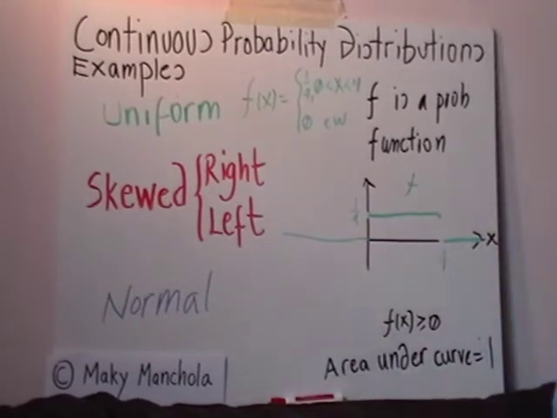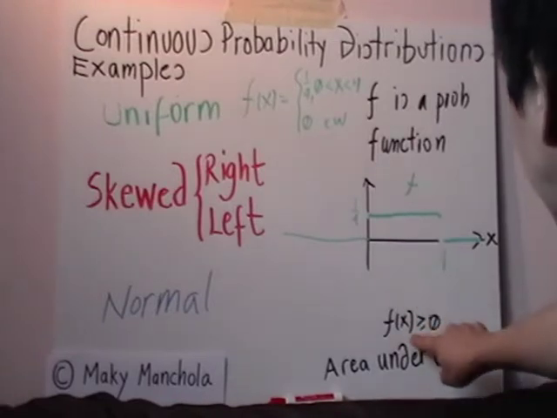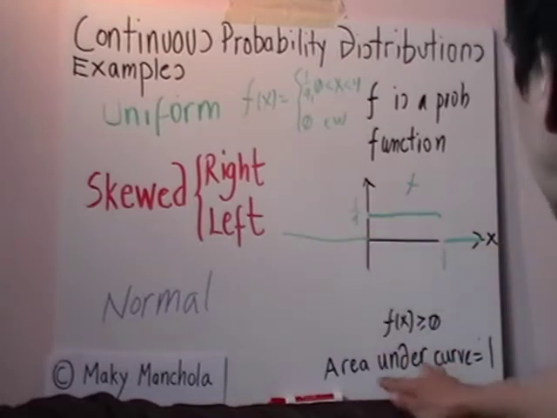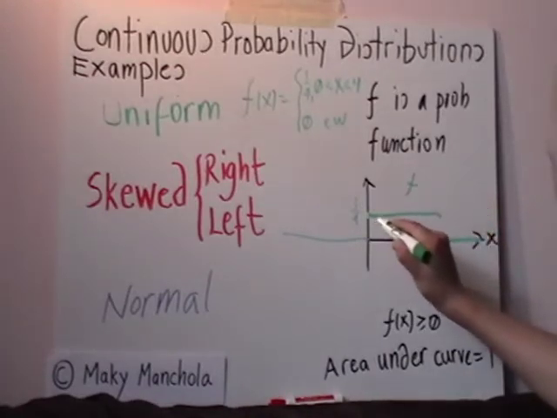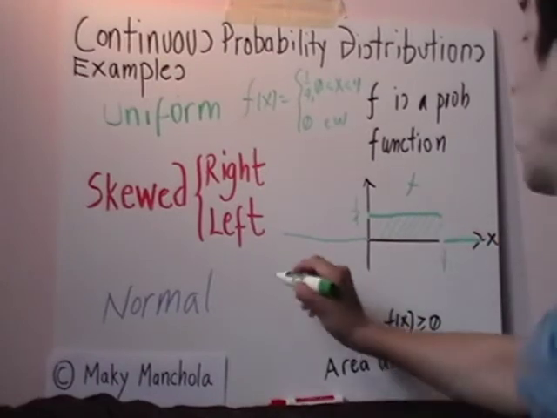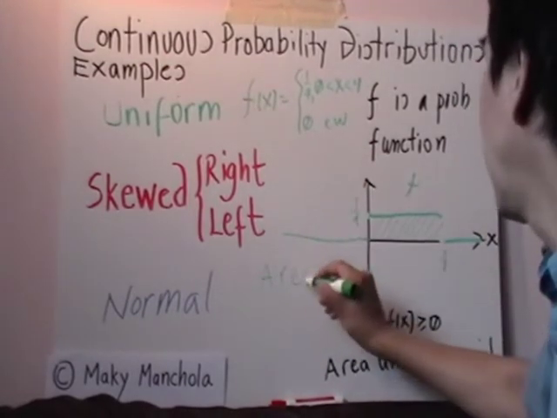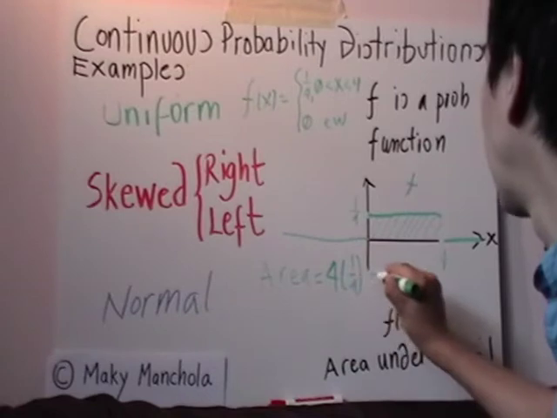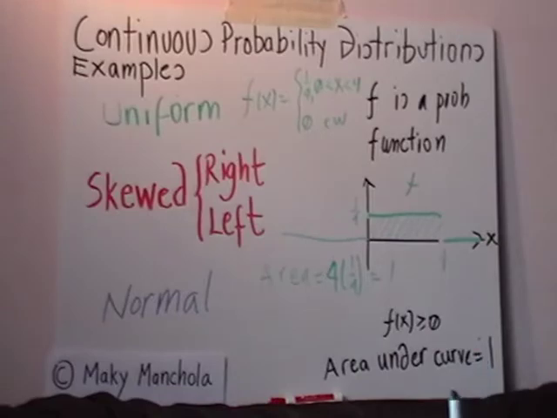Now, does it satisfy the conditions for this to be a continuous probability distribution? Well, let's see. f of x greater than or equal to 0, yes, the graph of f is never below the x-axis. Now, is the area under the curve equal to 1? If you do some geometry, you'll find out that this is a rectangle, and the area of a rectangle is base times height. So the area under the curve is 4 times a quarter, which is 1. So there we have it, an example of a uniform continuous probability distribution.